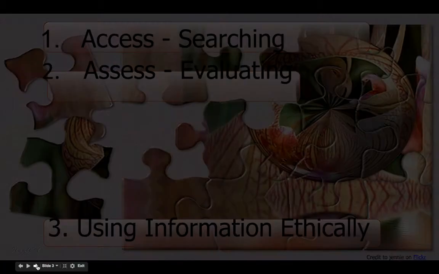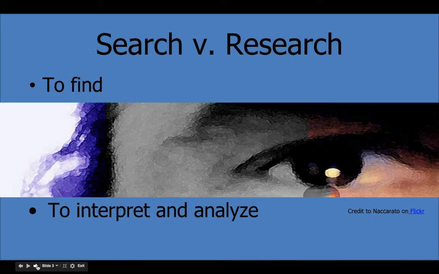So first, let's clarify. There is a difference between searching for information and researching. To me, searching for information means to find it. It's there. It's easy to find information. The research part is actually interpreting it and analyzing it. Unfortunately, we've come too far in our research process if we haven't done any interpretation or analysis. That is key to what research is all about. Finding information is easy. Researching it is much more difficult.